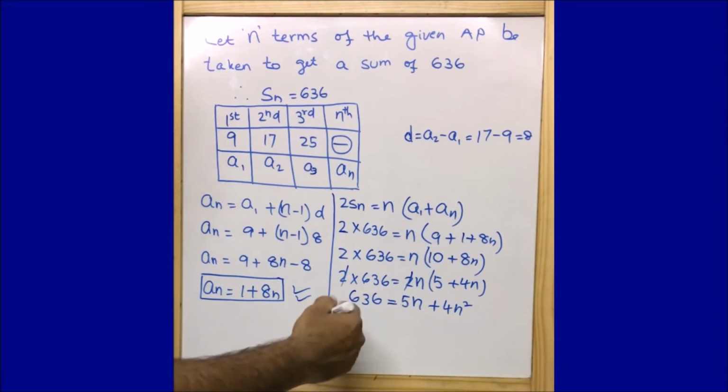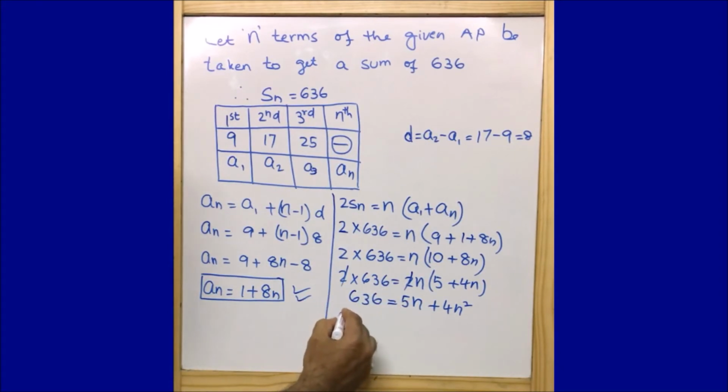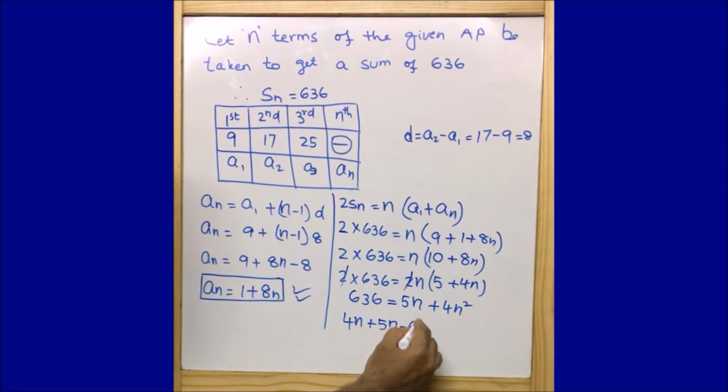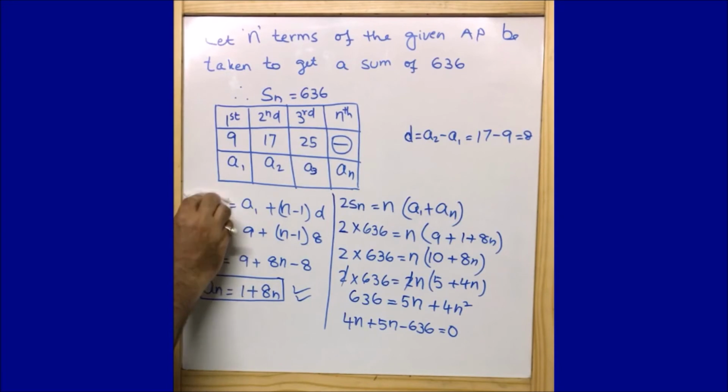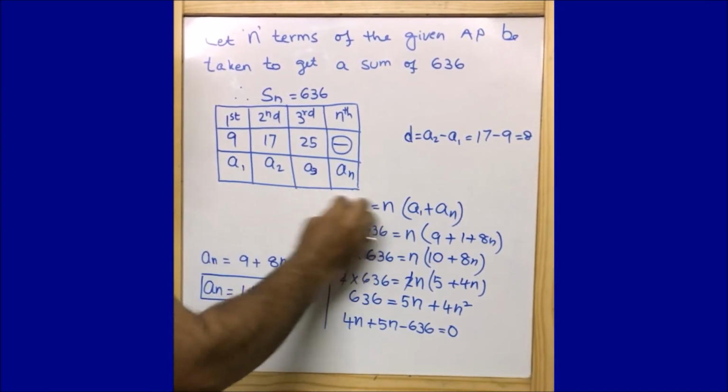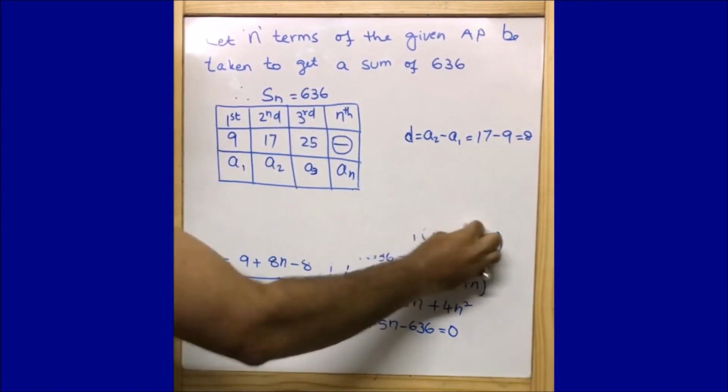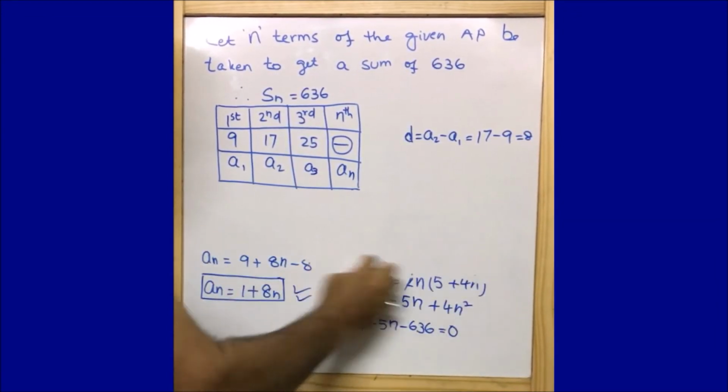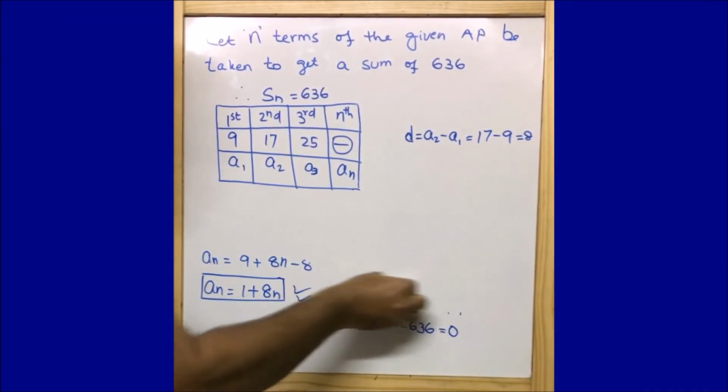In other words, I can write 4n square plus 5n minus 636 is equal to 0. So this is one of the equations that we got: 4n square plus 5n minus 636 is equal to 0. Now let us solve this quadratic equation. We will get two values of n, and we will see what to consider and what not to consider.